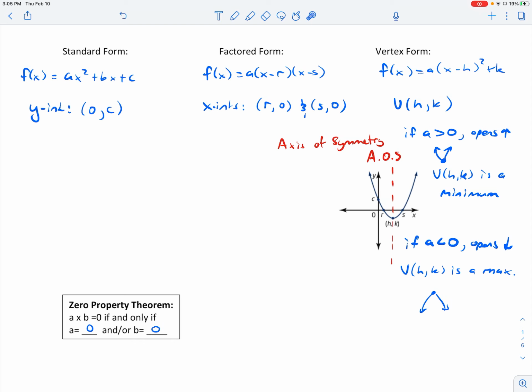We're going to see that this is helpful to us when we start doing partial factoring, and I'll reference it as AOS for axis of symmetry. The axis of symmetry does have an equation, and it's always x equals the value in the vertex, the h value: x equals h. That's the equation of this line.